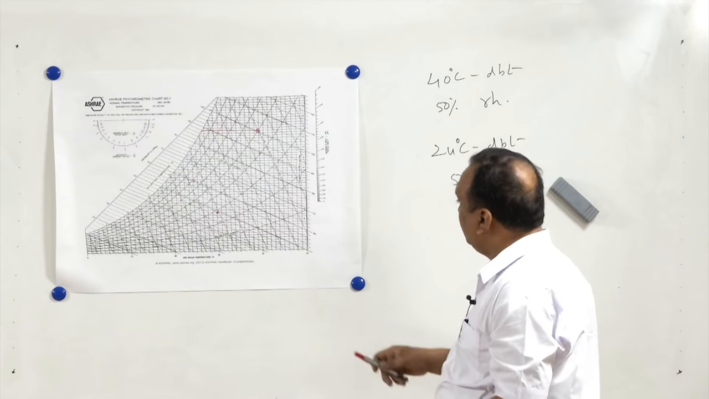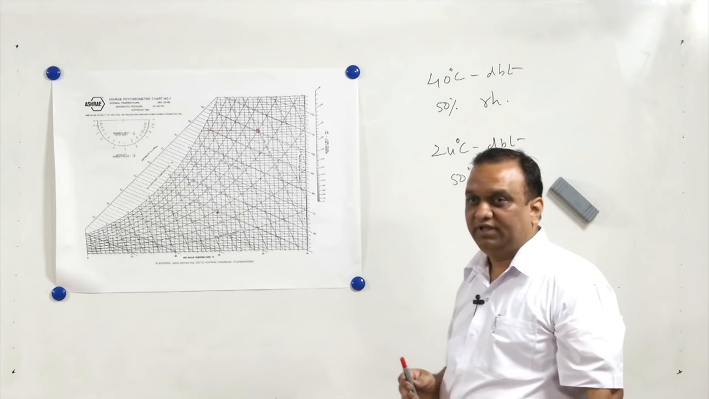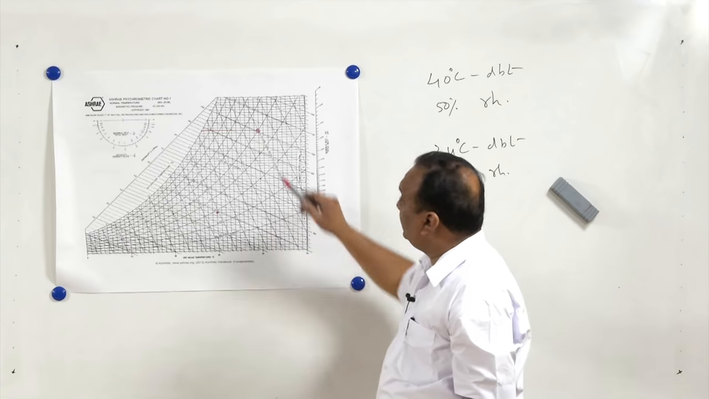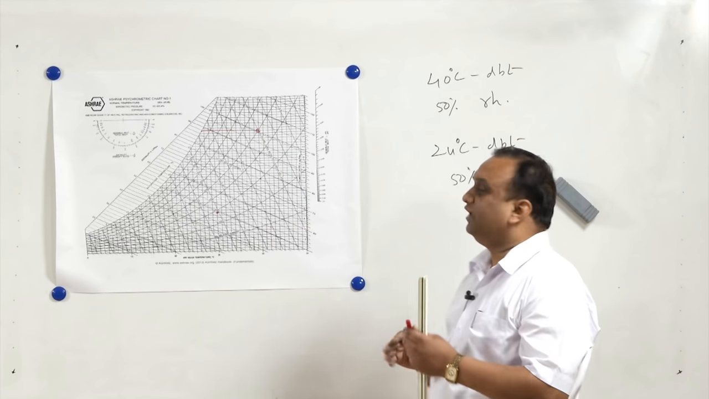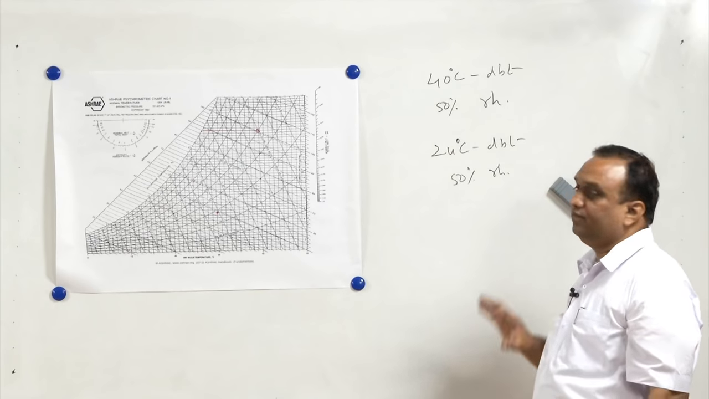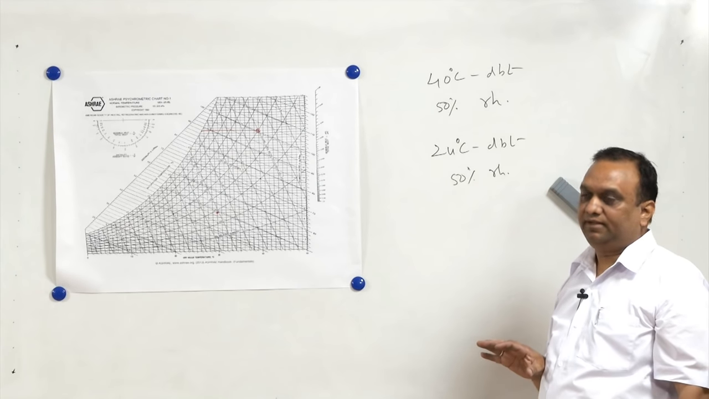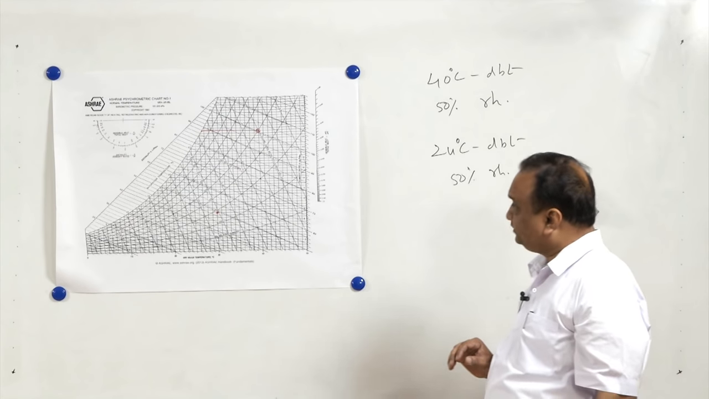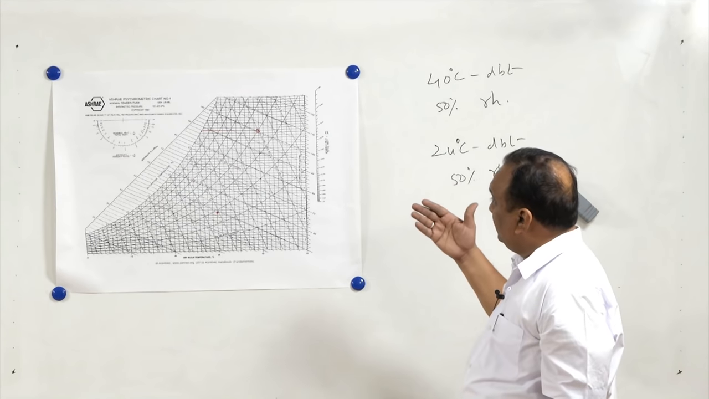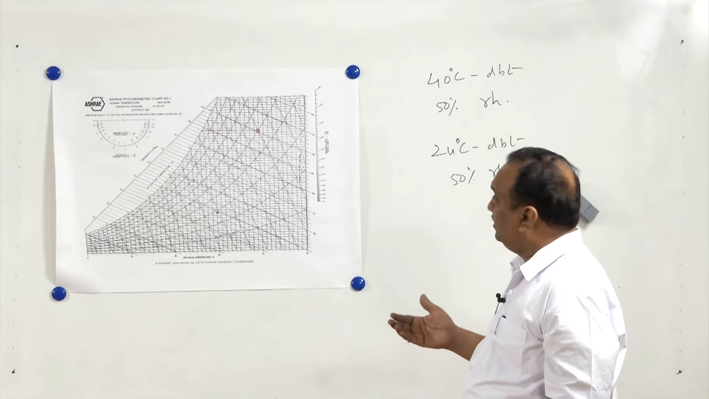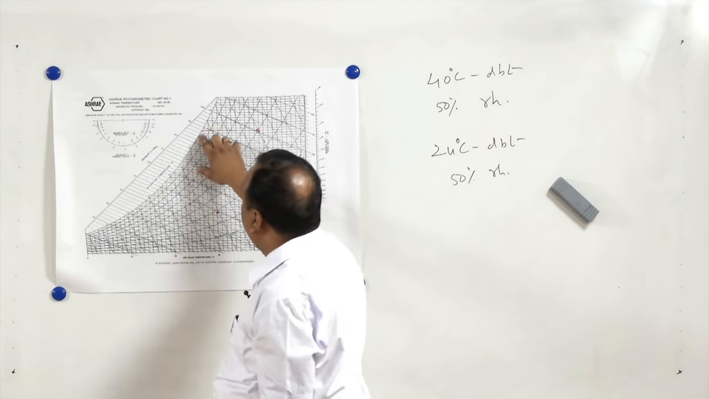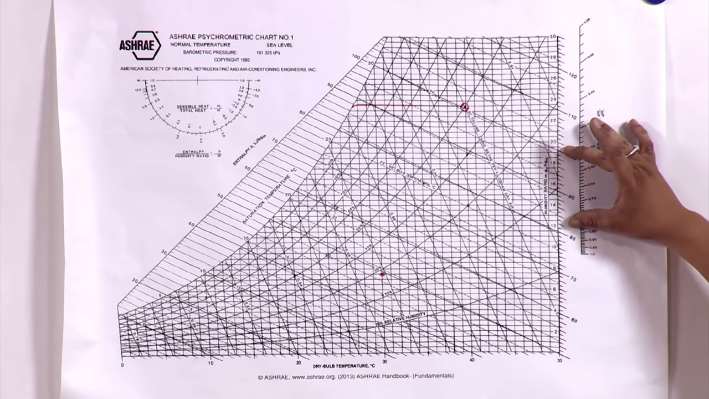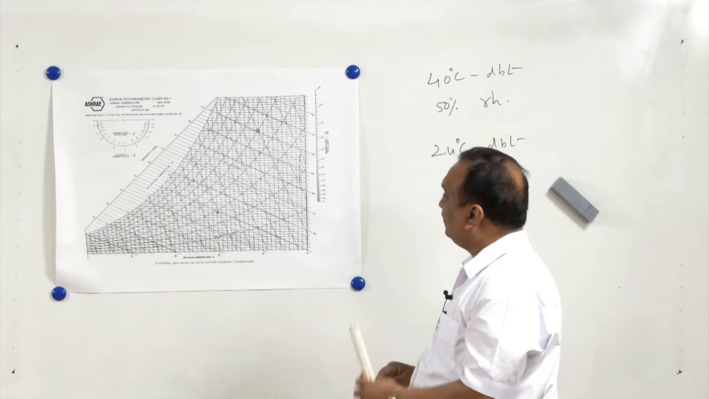I do not get 24 degree centigrade. It means if the air is available at 40 degree centigrade and 50% RH and I do sensible cooling, I cannot attain 24 degree centigrade temperature. In order to attain 24 degree centigrade, I will have to come to this line and dehumidification has to be done. I cannot maintain constant humidity ratio. So, dehumidification has to be done.